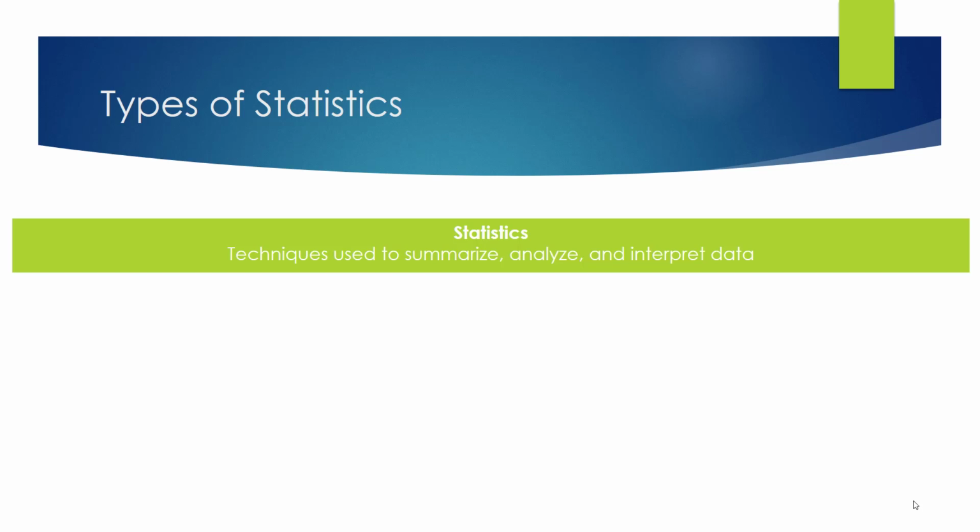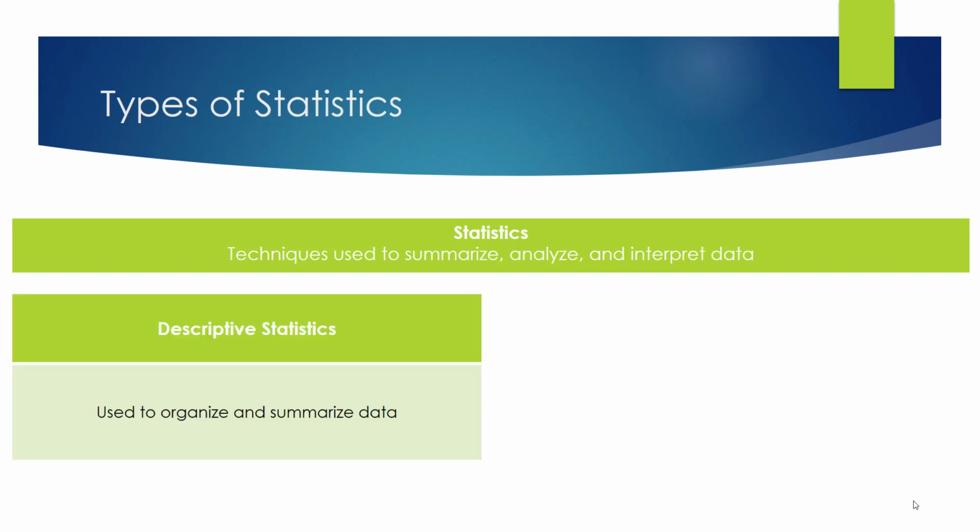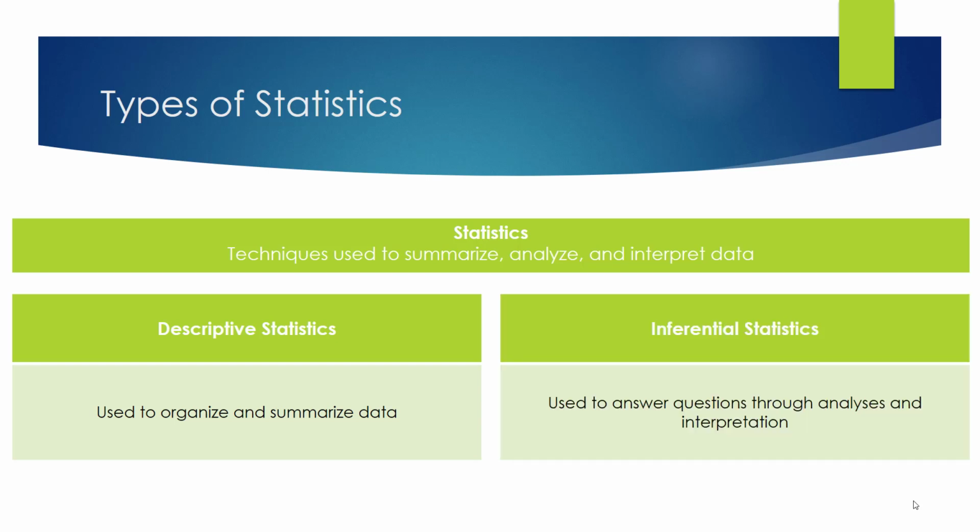First, we're going to talk about two major types of statistics. In defining statistics, we're really talking about techniques used to summarize, analyze, and interpret data. Descriptive statistics is the first type that we're going to talk about. These statistics are used to organize and summarize data. The second type are inferential statistics. These are used to answer questions through analyses and interpretation.